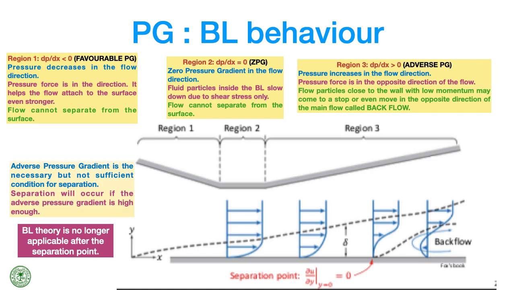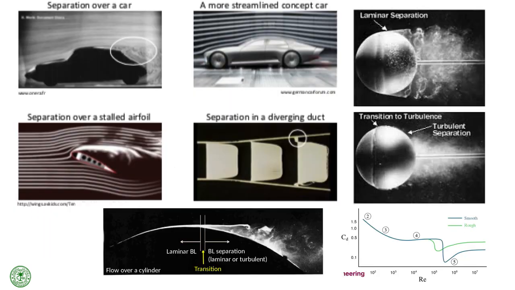Now I will try to explain the application of boundary layer separation, or the separation phenomena. If you see the first picture, there is an old car, and the circular part shows you the separation over a car. You can see that this is not a streamlined structure, and another car, which is streamlined, shows very little separation.